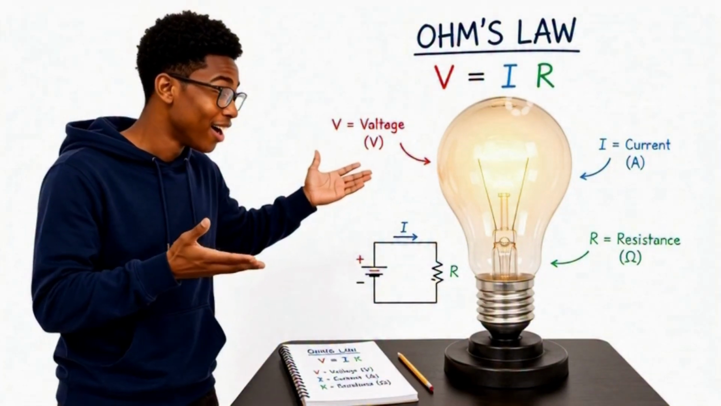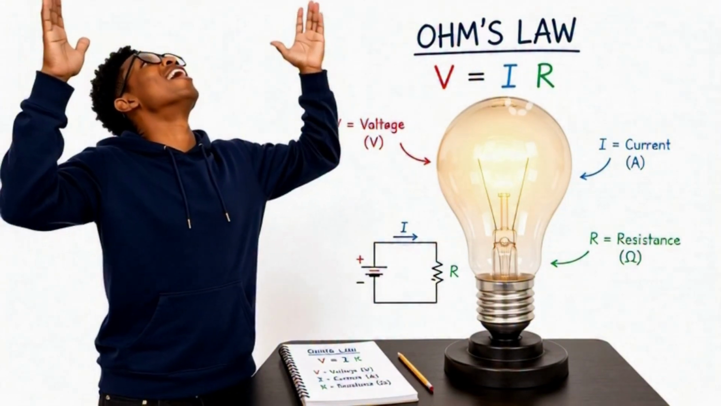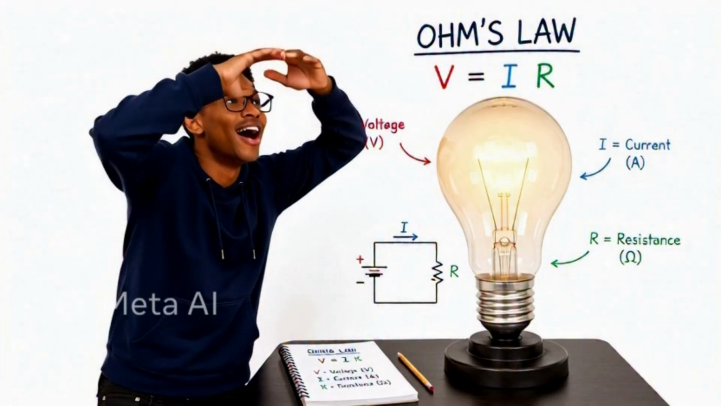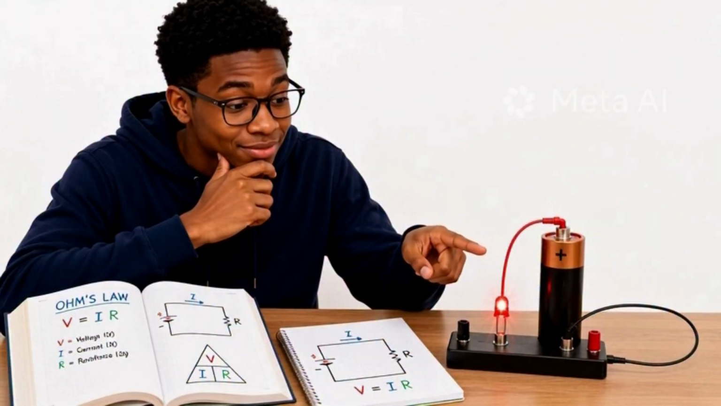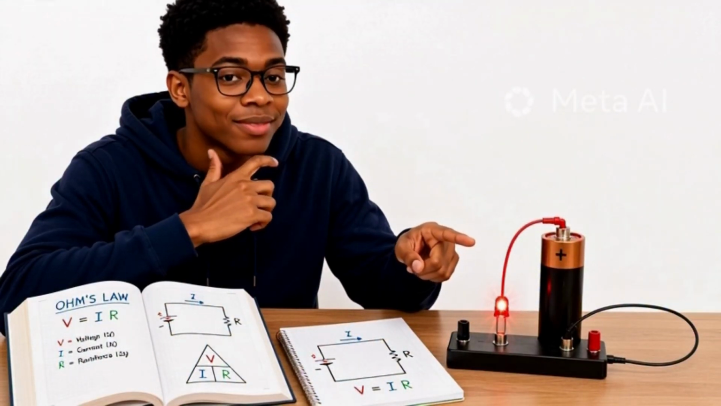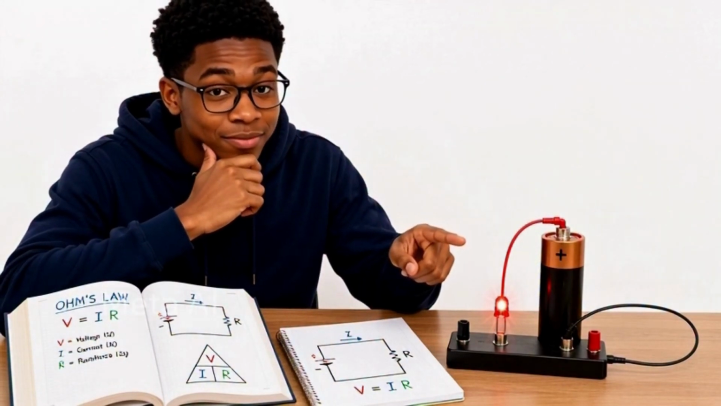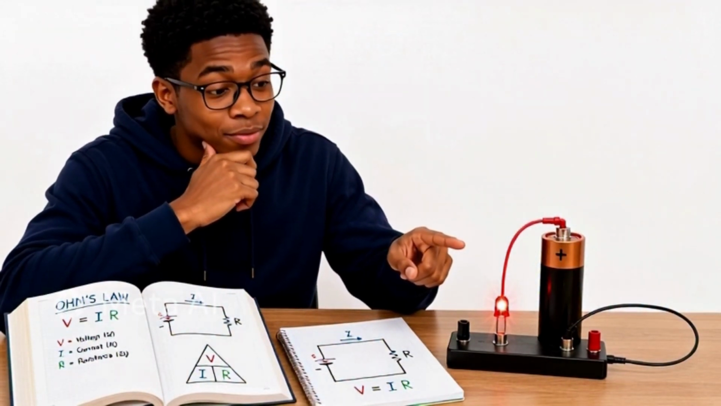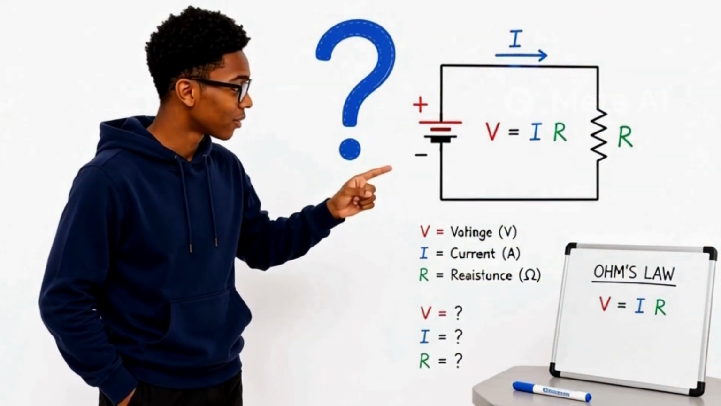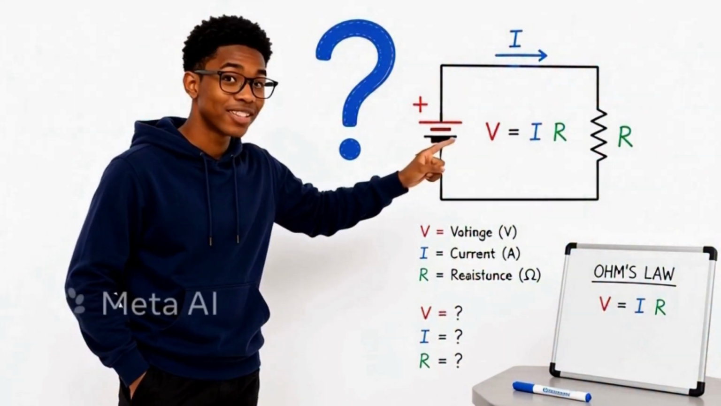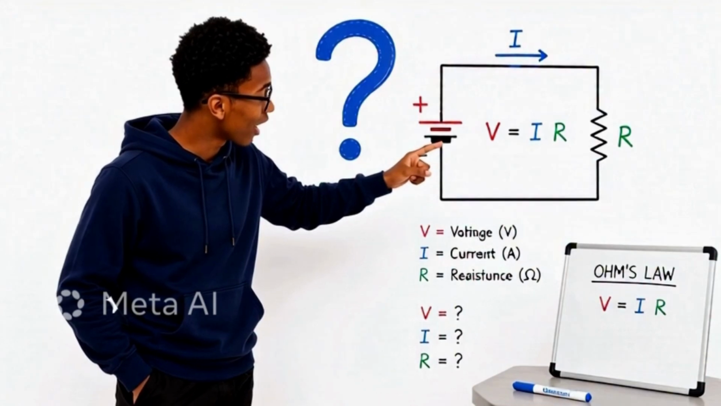Have you ever wondered why some devices use more electricity than others? Today, Ethan will explain a simple rule that helps us understand electricity. Ethan is looking at a battery and an LED. He wants to know what makes electricity flow through a circuit. The answer comes from something called Ohm's law. It is one of the most important concepts in electronics.